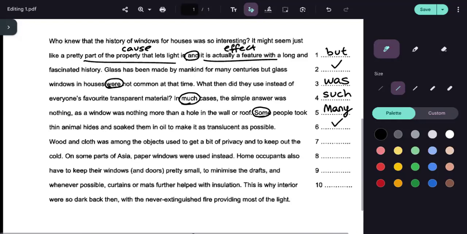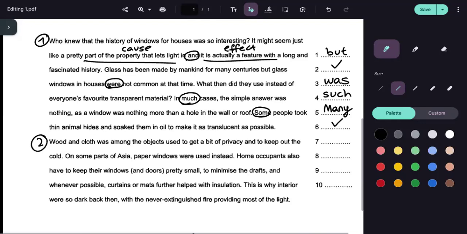Okay, next. Moving on to the second paragraph. Also try to label your paragraphs, so you know which paragraph you're looking at. In this case, there are two.